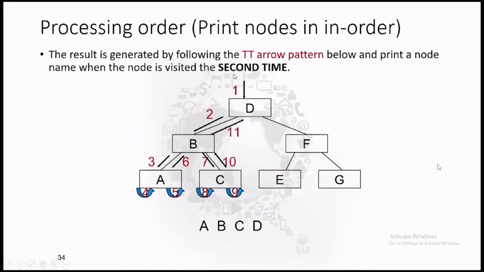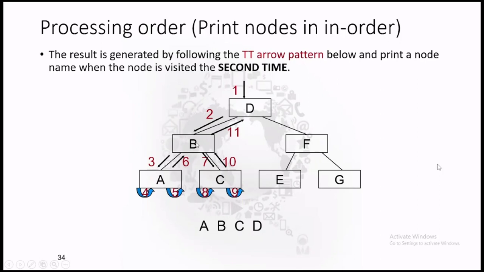Then what about in-order? It is the second time. When you go to D here, this is the first time, so we're not going to print out D. You go to B, also the first time we encounter it. Then we go to A. When it comes to A here, remember that even though you don't have any nodes, you still go to the left and go to the right, right? So when it returns, that is the second time it encounters A, so we print out A. Then we go to the right, and from A you have to backtrack to B.